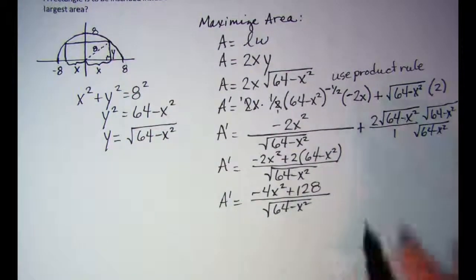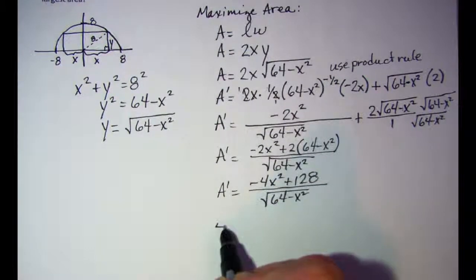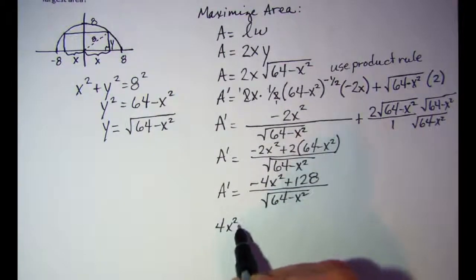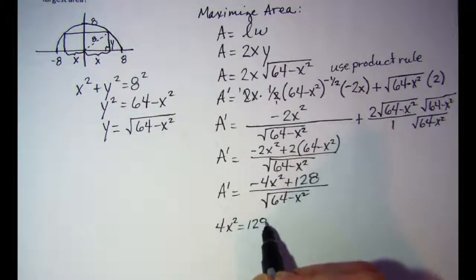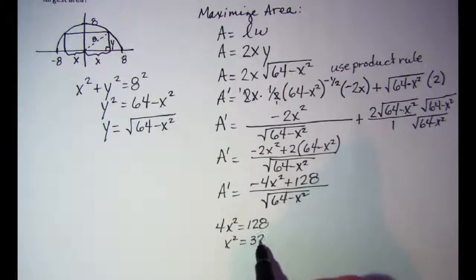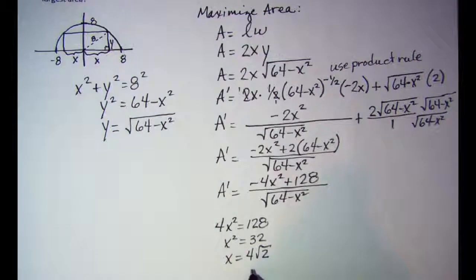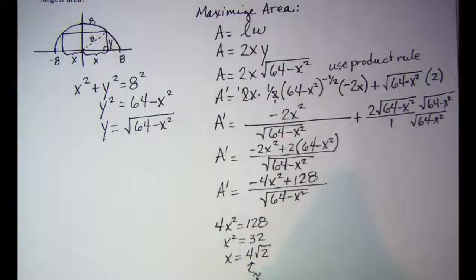So I need to set my derivative equal to 0. So 4x squared equals 128. So x squared equals 32. And x equals 2 times 16, which would be 4 root 2. And this is approximately equal to 5.657.